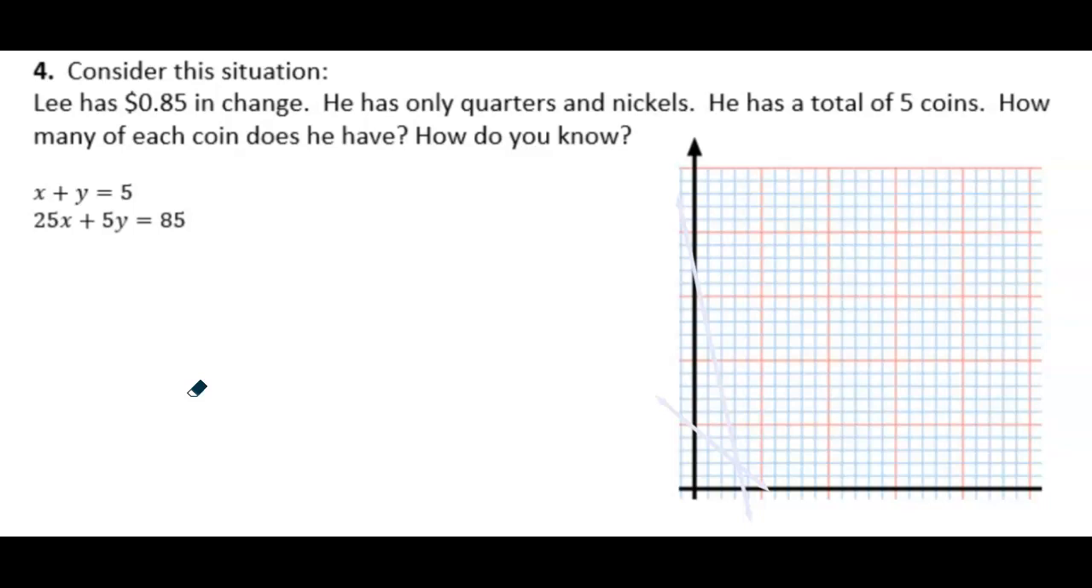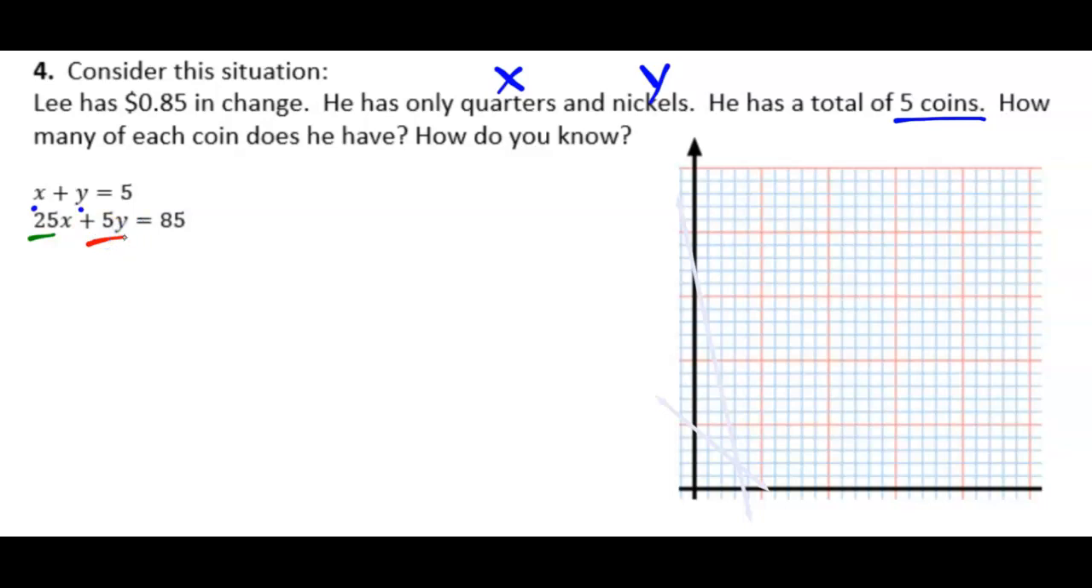How do you know? So you need to make sure that you are identifying what we're doing here and write some formulas. So you'll notice I have this x plus y equals 5 formula. Where did that come from? So if we define quarters as x and nickels as y, I know that I have a number of quarters in my hand, a number of nickels in my hand, and I have a total of 5 coins in my hand. Okay? Now, you need to look at how much is a quarter worth. Well, a quarter is worth 25 cents, and a nickel is worth 5 cents.